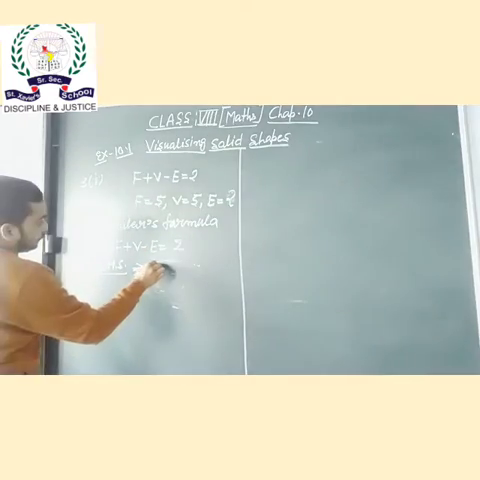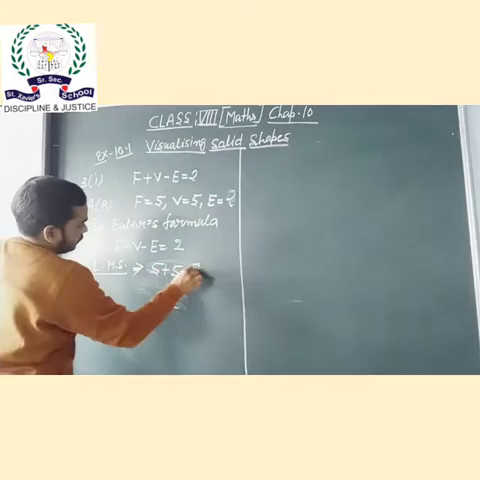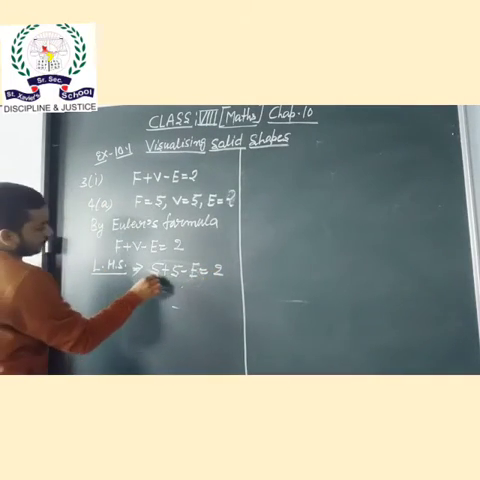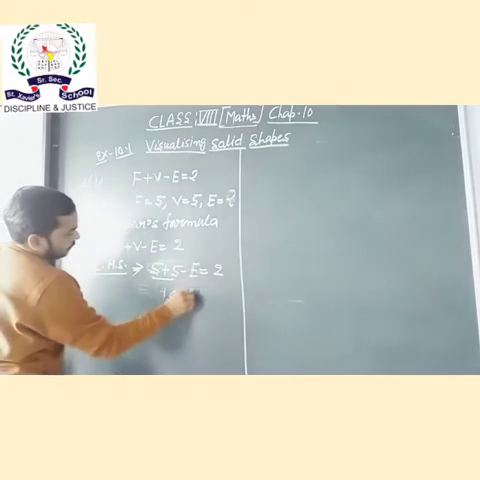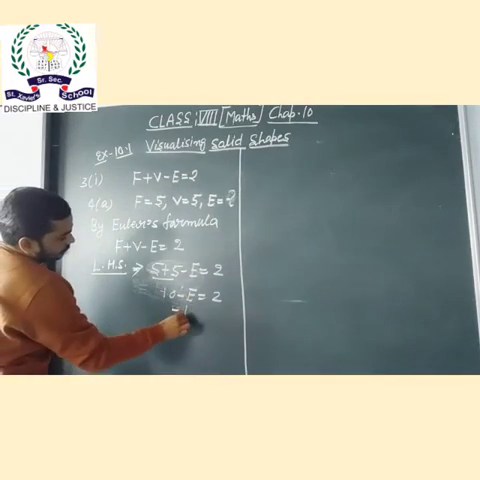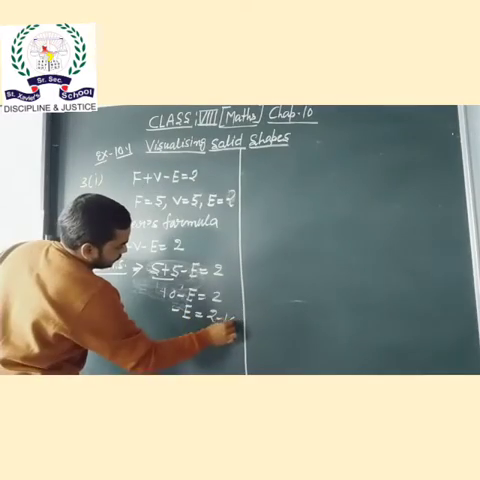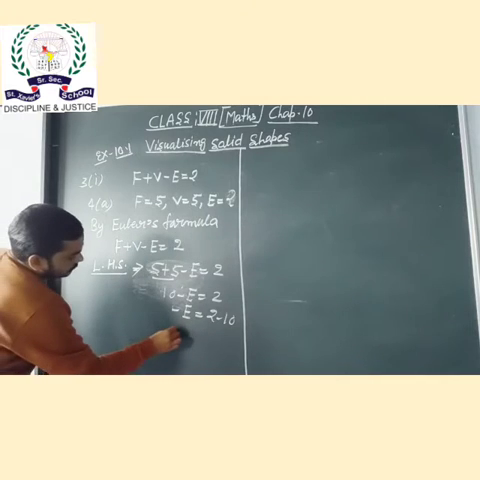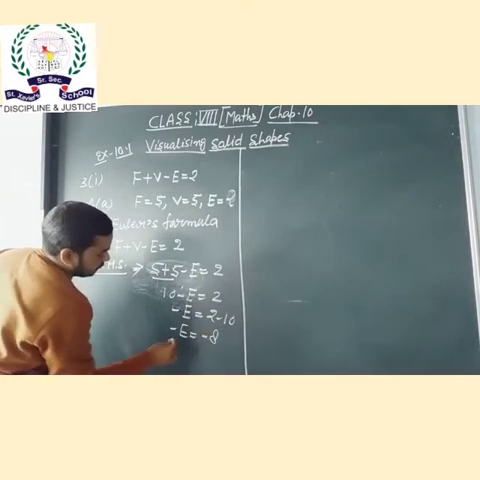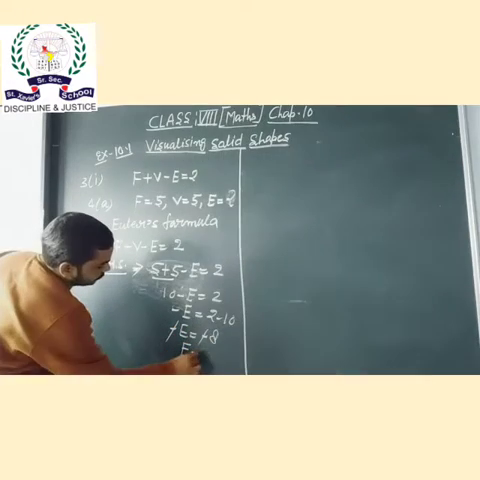So number of faces 5 plus 5 minus number of edges equals 2. Then 5 plus 5 is 10. So 10 minus number of edges equals 2. Then solve: minus E equals 2 minus 10, that is minus 8. And minus minus cancel out. So the number of edges is equal to 8.